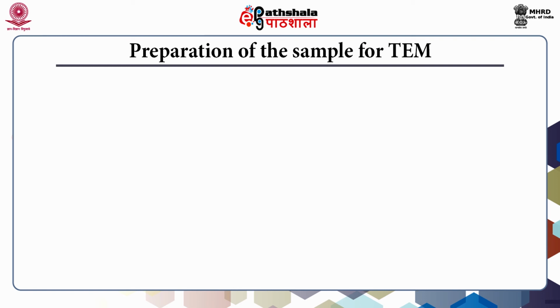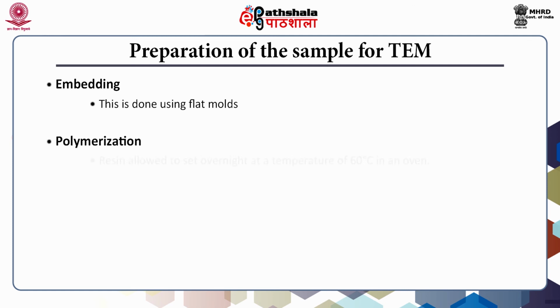After processing, now we will look at embedding and polymerization. After processing, the next step is embedding. This is done using flat molds. In the polymerization step, the resin is allowed to set overnight at a temperature of 60 degrees Celsius in an oven.